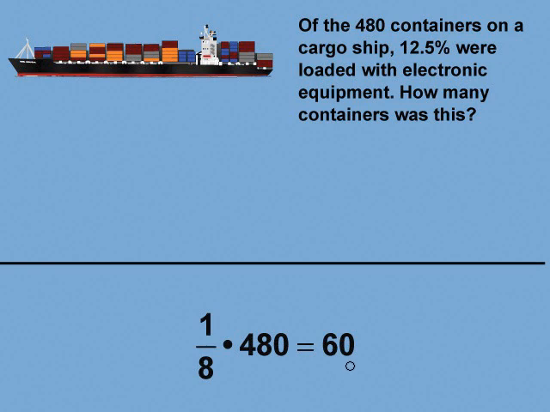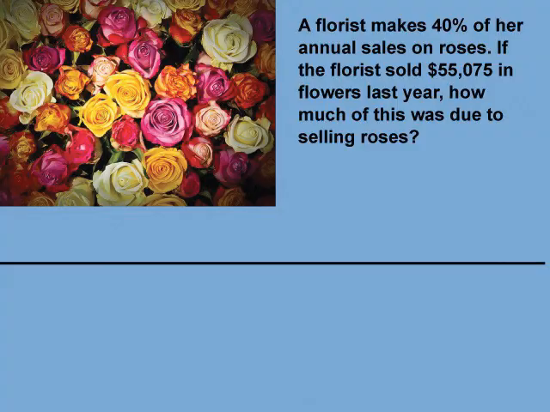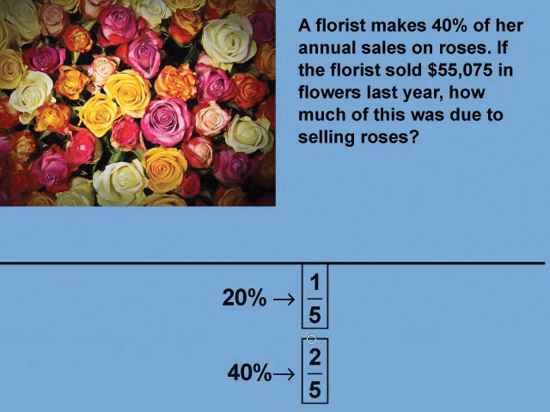Let's look at another example. A florist makes 40% of her annual sales on roses. If the florist sold $55,075 in flowers last year, how much of this was due to selling roses? To find a fraction equivalent to 40%, start with 20%, which we know is 1/5. So 40% is equivalent to 2/5.